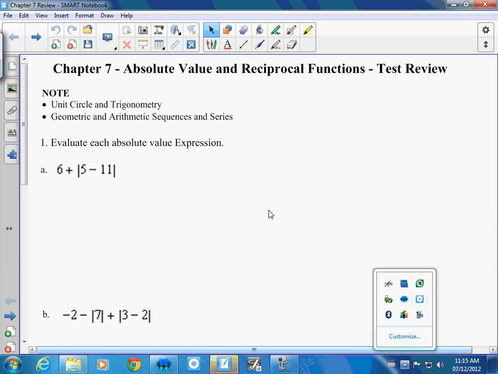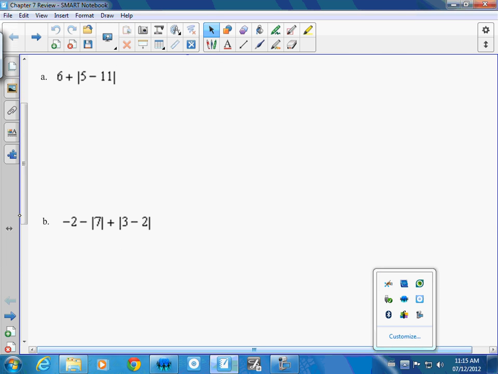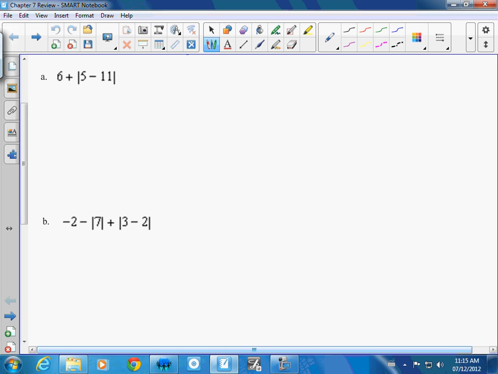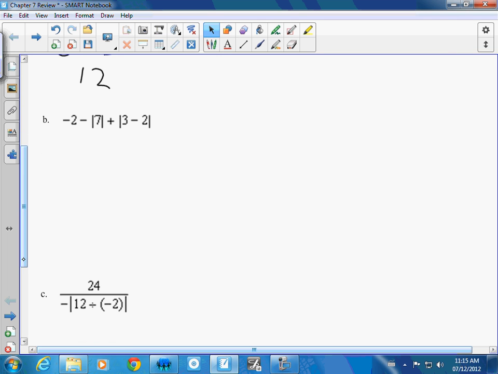Okay, let's start with the first one, absolute value. You should be able to do this stuff flawlessly. 5 minus 11. What is it? Negative 6. Okay, then what do you do next? Well, it's the absolute value of that, so it's 6 plus 6, which is 12. The reason these are simple is because you have to get the rules of absolute value in here. Okay, what do you do next on this one?